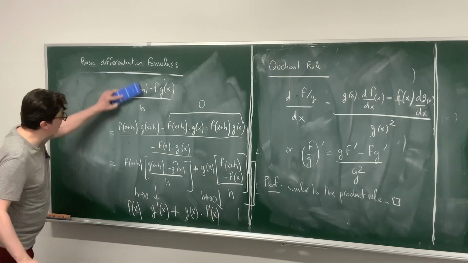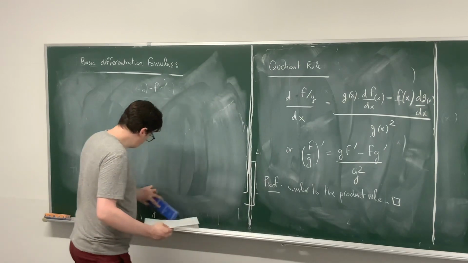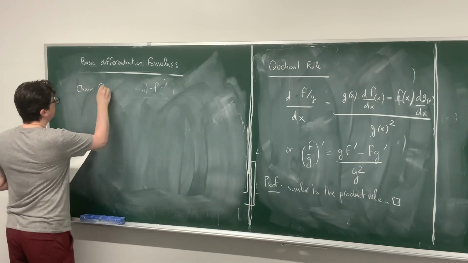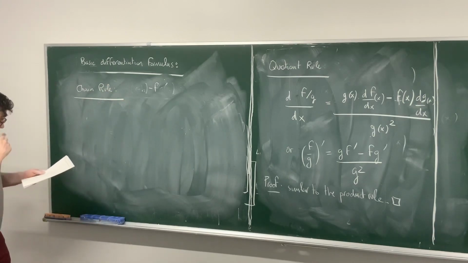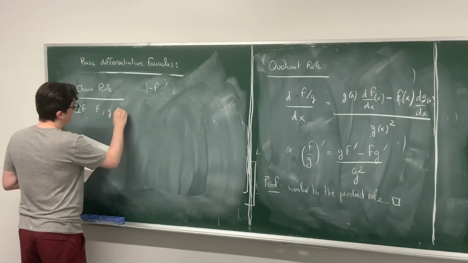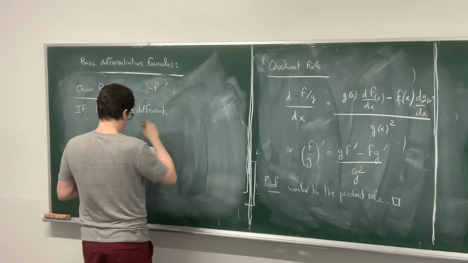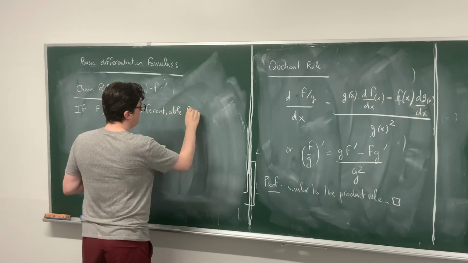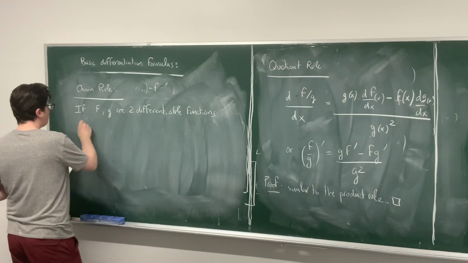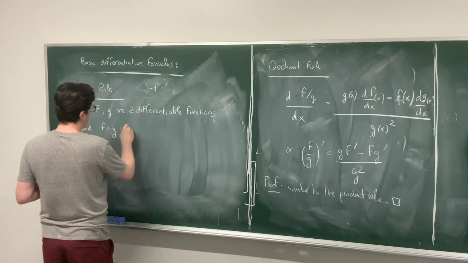Now, a very important rule is the so-called chain rule. Chain rule. All right. So here is the statement. We consider f and g, two differentiable functions, and f composed with g.